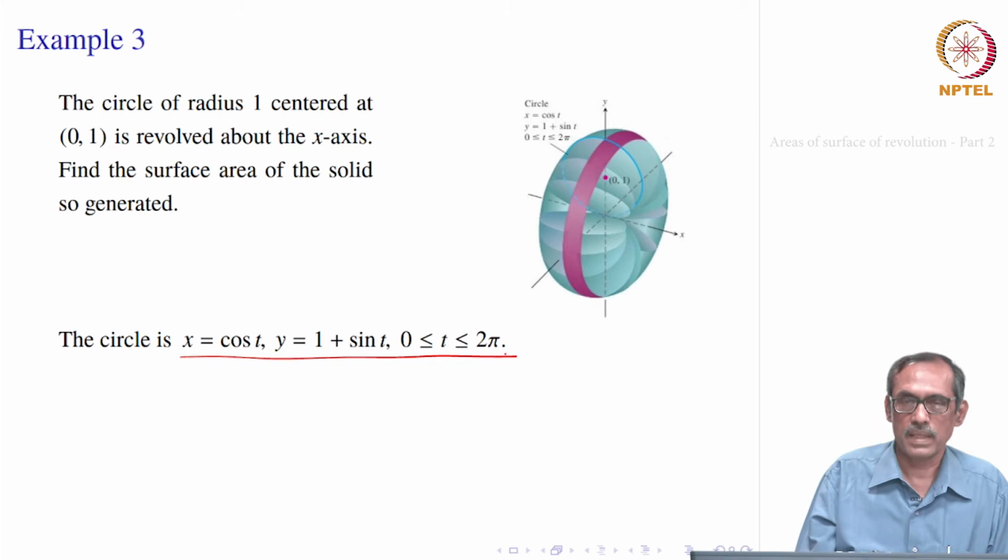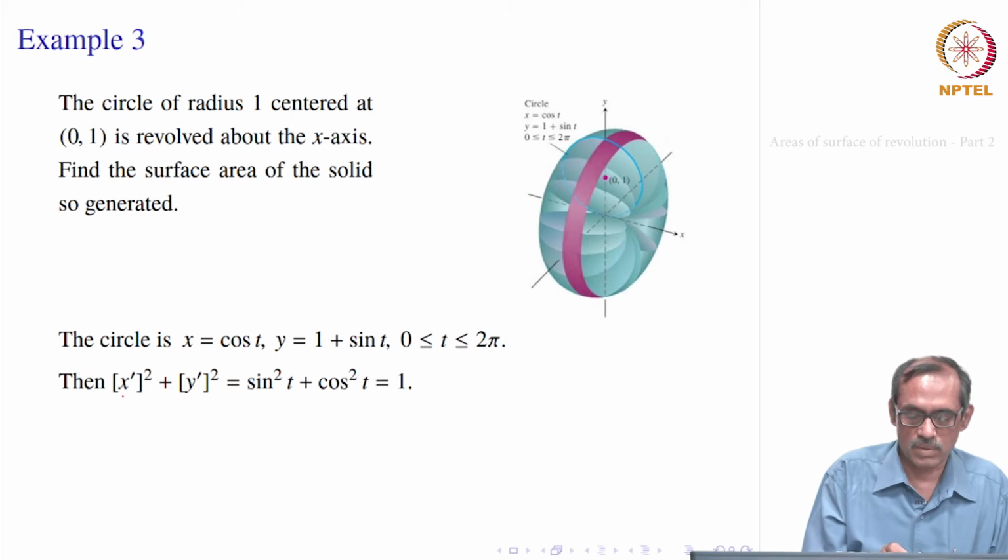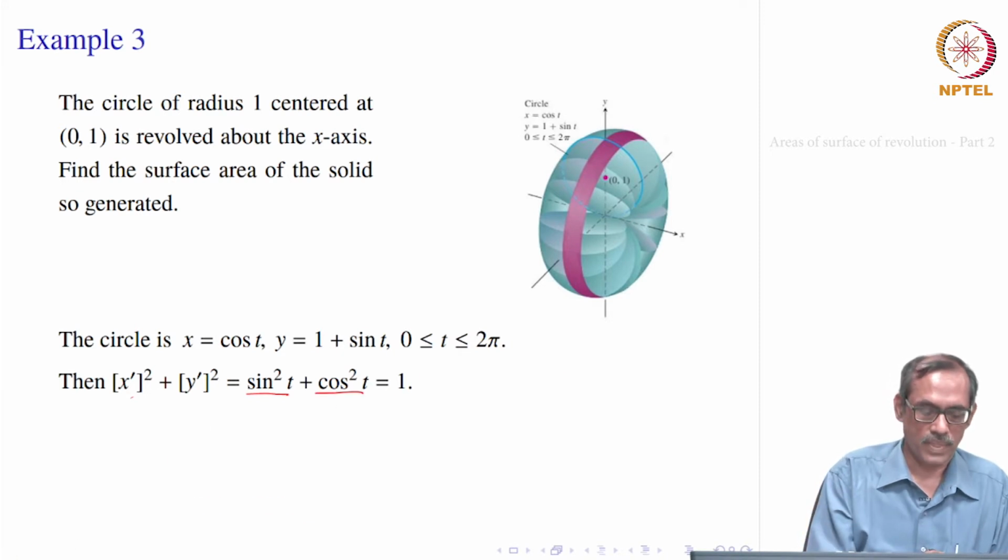So, we have x equal to cos t, y equal to 1 plus sin t, t varies from 0 to 2 pi. Then we should obtain ds, which will be computed as square root of (dx/dt) squared plus (dy/dt) squared, times dt. To obtain that, x prime squared, where prime means derivative with respect to t. Cosine t, its derivative is minus sin t, squared, so it is sin squared t. And y is 1 plus sin t, its derivative is cos t, so it is cos squared t.